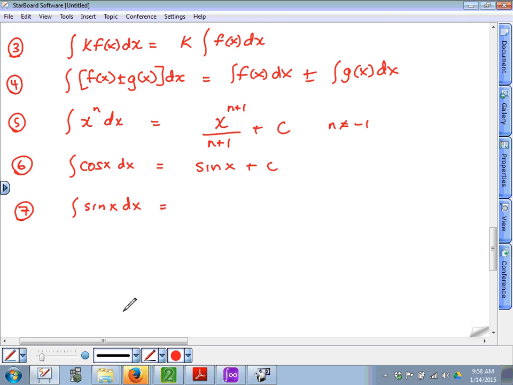Well, we have to decide, is it cosine or negative cosine? Let me first put positive cosine. If we're claiming that this is true, then the derivative would have to be negative sine, right? But here we have positive sine, so it is going to be negative cosine x plus c.